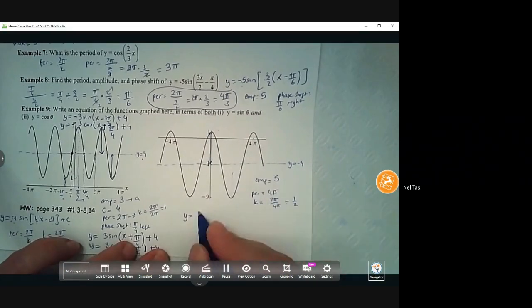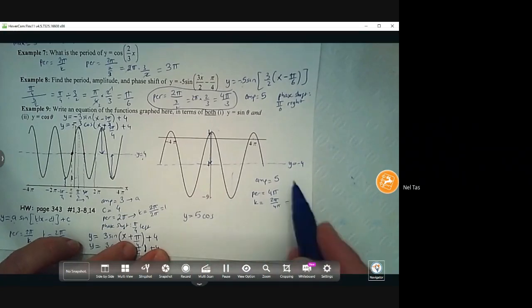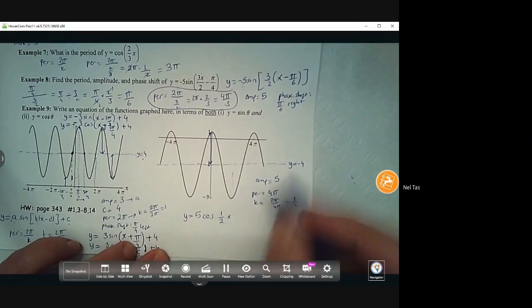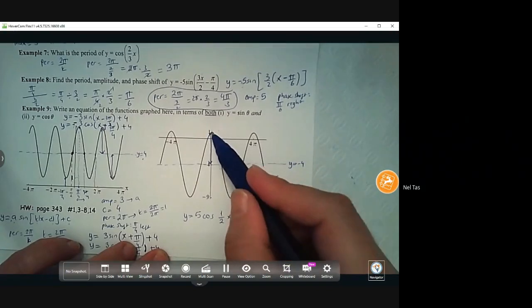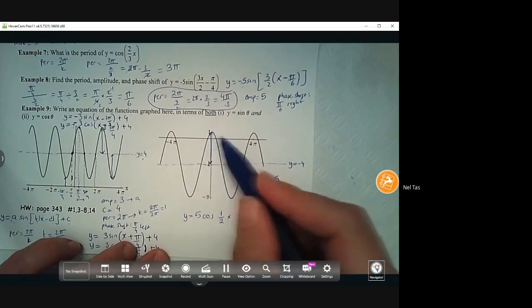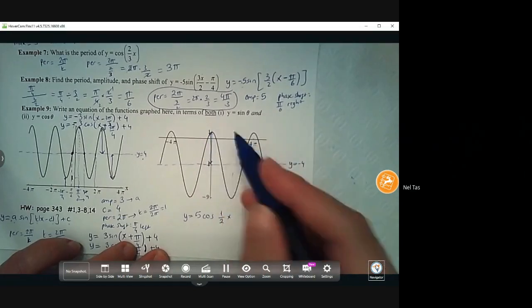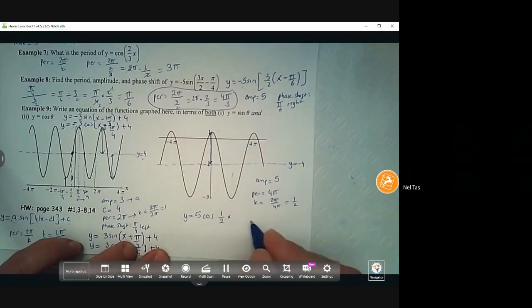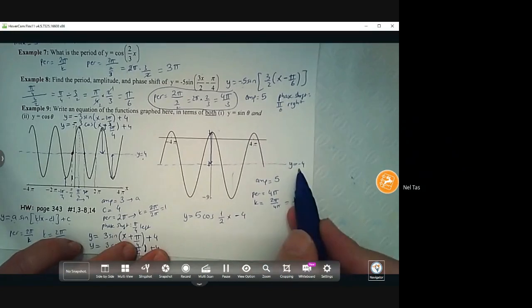So we said amplitude is 5 cosine. The k value is 1 over 2, so 1 over 2 x. Again, if you are doing a positive cosine and you start from the maximum, there is no phase shift in this case. That maximum point is on the y-axis, so no phase shift, and minus 4, which is the C value.